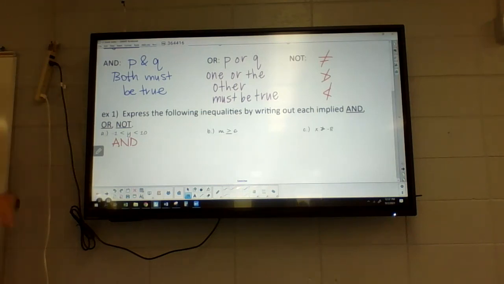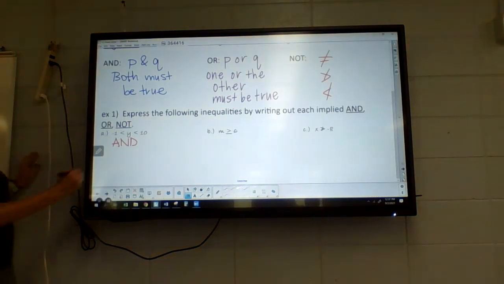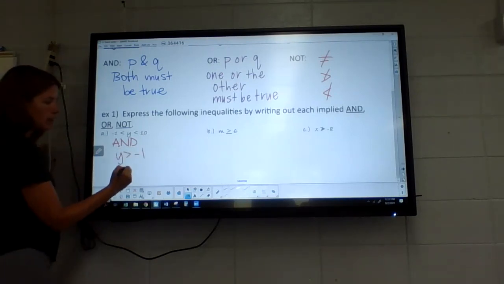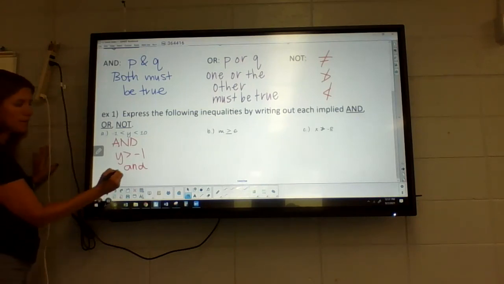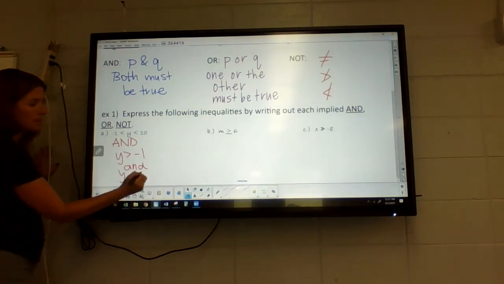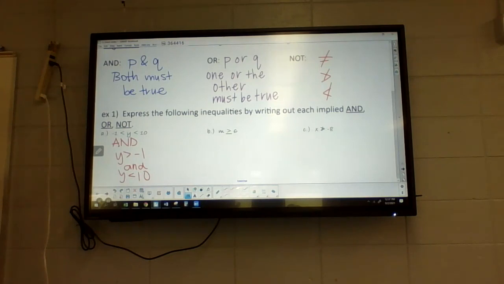Can we use inequalities to explain it a little bit? That's not any more helpful. So what's y compared to -1? Greater than. So y is greater than -1 and what is y? Less than 10. So it's kind of breaking it down into the two parts.